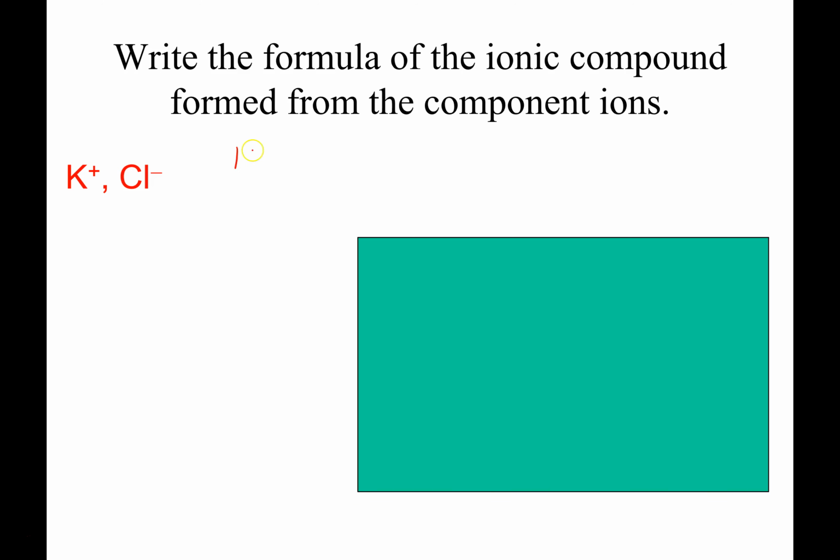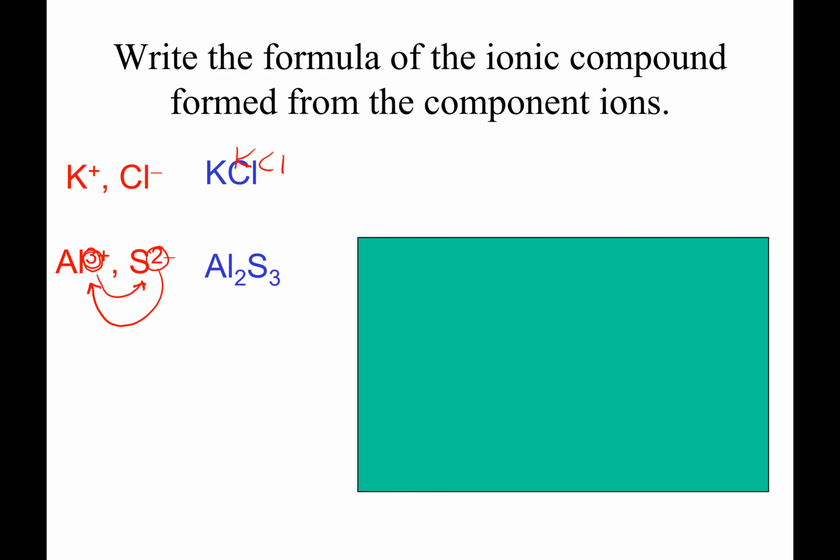How about this one? This is a good one for the crisscross. I know aluminum is a 3A metal, so it's going to lose those 3 electrons and form a +3 cation. I know sulfur is 6A, it's going to pick up 2 electrons and form a -2 anion. Crisscross looks like this. Again, it's just the magnitude, so I take this 3, and 3 is the number of sulfurs or sulfides I need. I take this 2, and 2 is the number of aluminums I need. So if I rewrite that, this is what I come up with. So it's crisscross, crisscross applesauce.